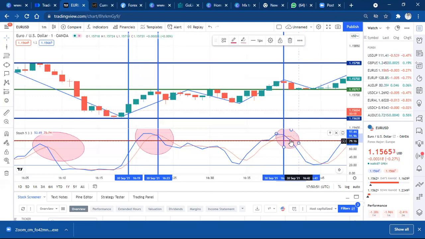In this kind of setting, what are you looking for? You're looking for a sell. You're looking for a sell opportunity. And when your stochastic crosses over each other like this, ladies and gentlemen, if your price action is at resistance, what do you do?